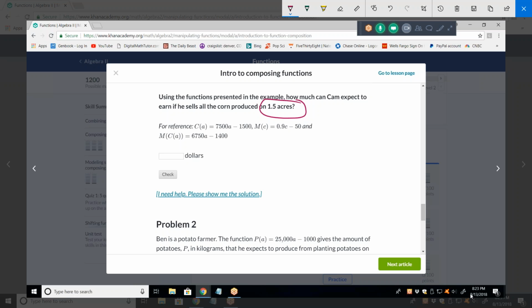Tell me your process. I don't care about the answer. Okay, so first we want to combine the... Here's our function right there. You have a single function already. So you want to substitute. This is a money function. How much money do we make if we plant 1.5 acres? We would make, let's see. So it would be 6,750 times 1.5 minus 1,400.